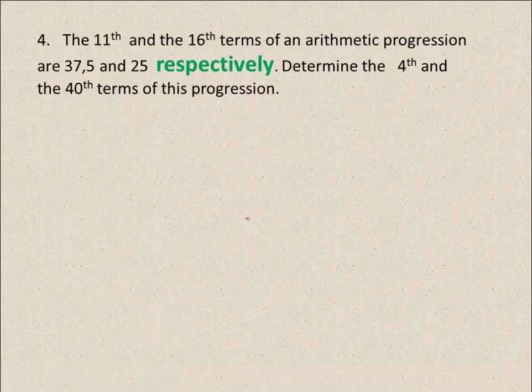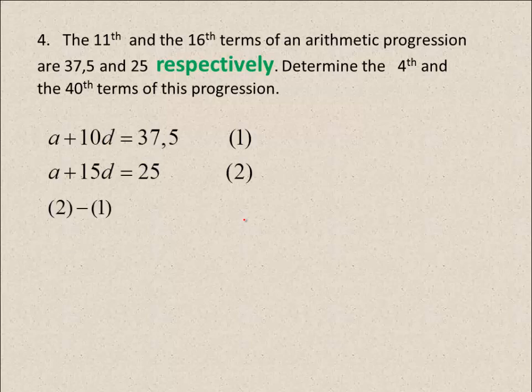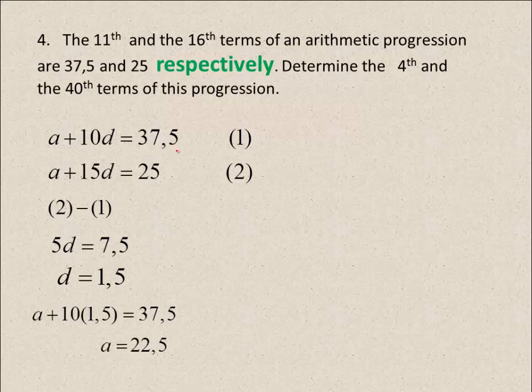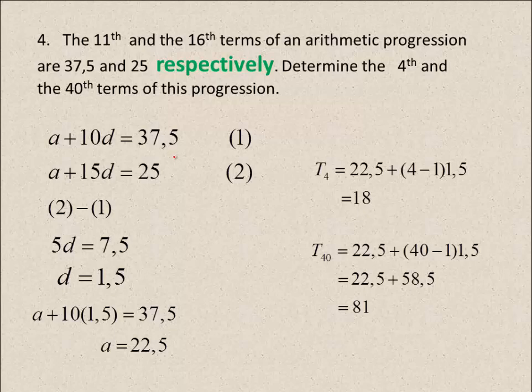Question number 4. Only difference here is we've got a funny number here, 37,5, but it does not make a difference. The fourth term is 18. The fourth year term is 81. Quite simple, guys.